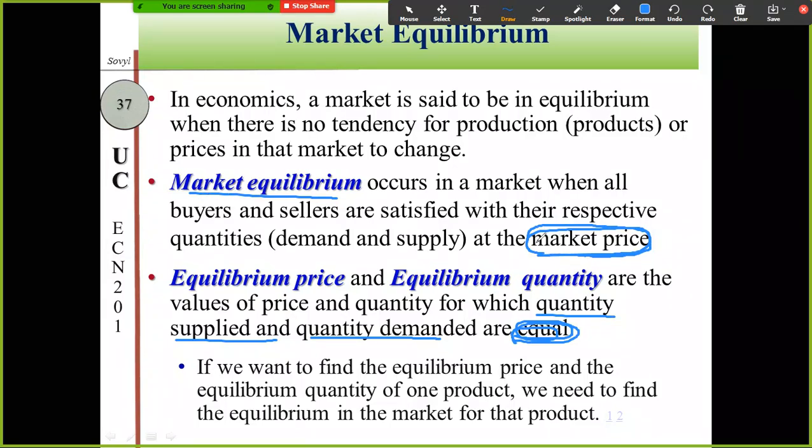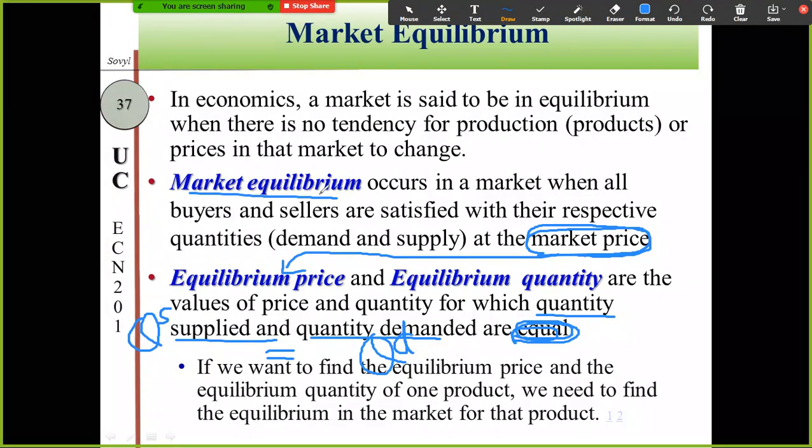In market equilibrium, when you know the price that makes quantity supply equal to quantity demand, this we call the equilibrium price. The price in market equilibrium: if you can find the market price that makes quantity supply equal to quantity demand, this price we call the equilibrium price.